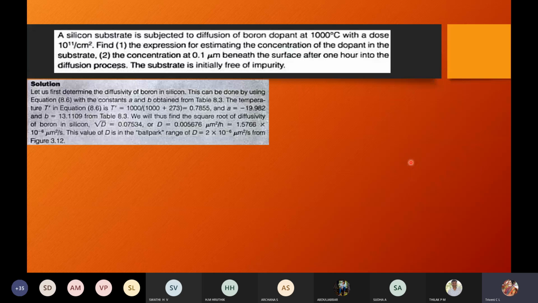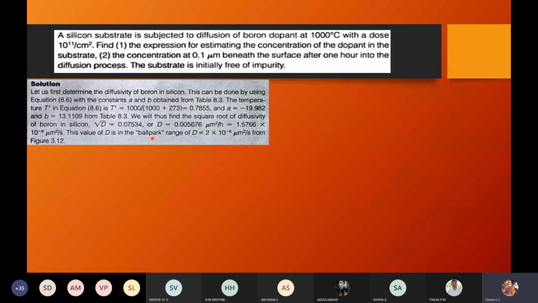So we'll take these values, and take the temperature here, right? This is the temperature T complement, this is the value of A, and the B value from the table we are taking here. Let us find out the square root of the diffusivity. So the square root of diffusivity of boron is equal to how much? Root of D is nothing but 0.07534 here, or the value of D is equal to this one, right?